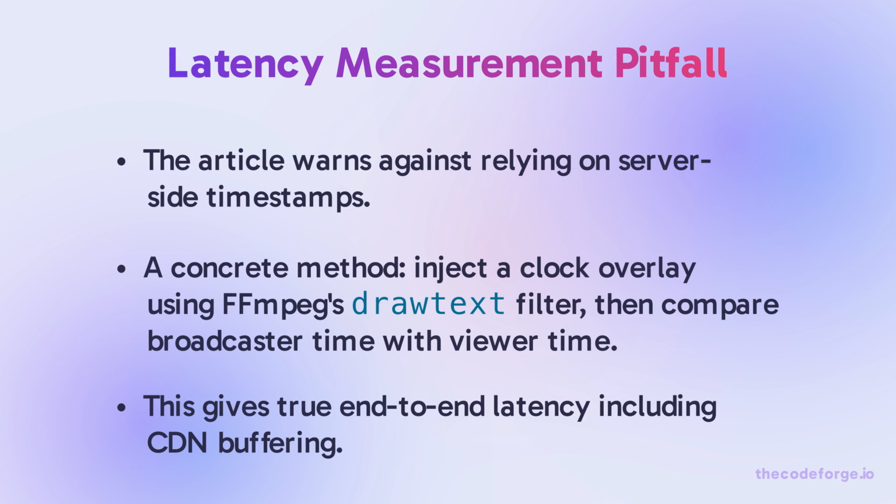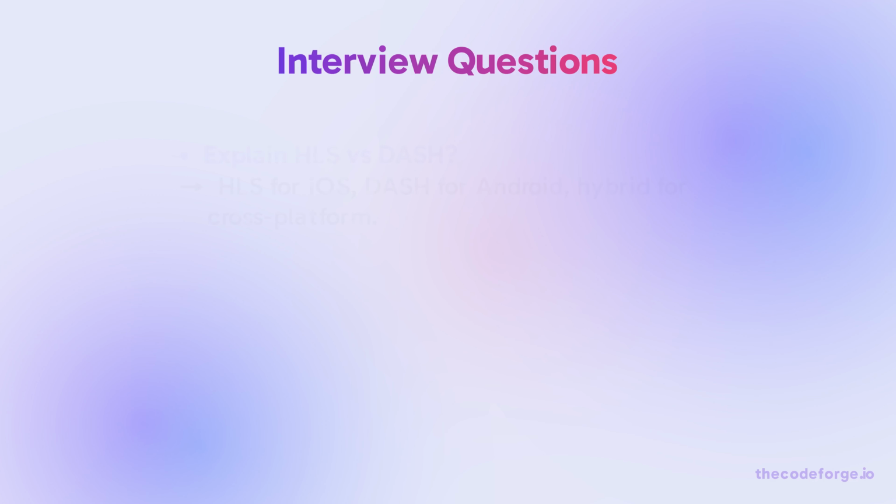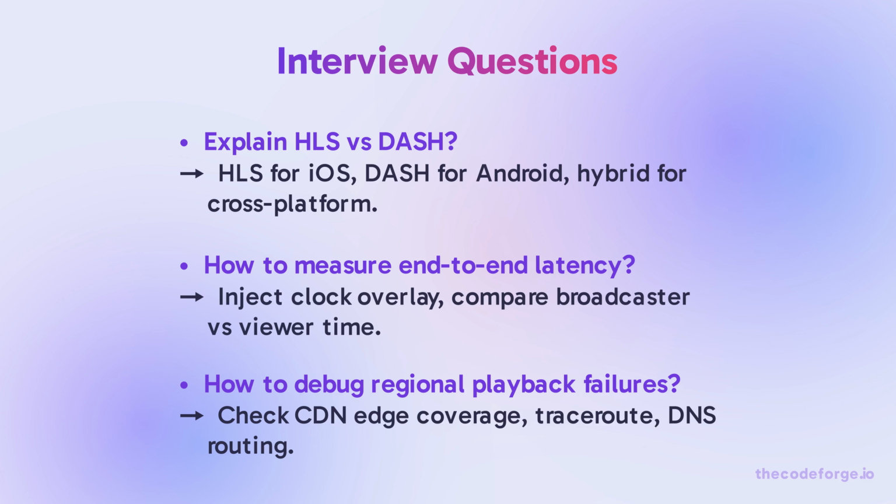The article warns against relying on server-side timestamps. A concrete method: inject a clock overlay using FFmpeg's drawtext filter, then compare broadcaster time with viewer time. This gives true end-to-end latency, including content delivery network buffering. To debug playback issues, start by checking content delivery network cache hit ratio with curl. Use ffprobe to verify PTS alignment. Prewarm edges if needed. Let's run through some common interview questions.